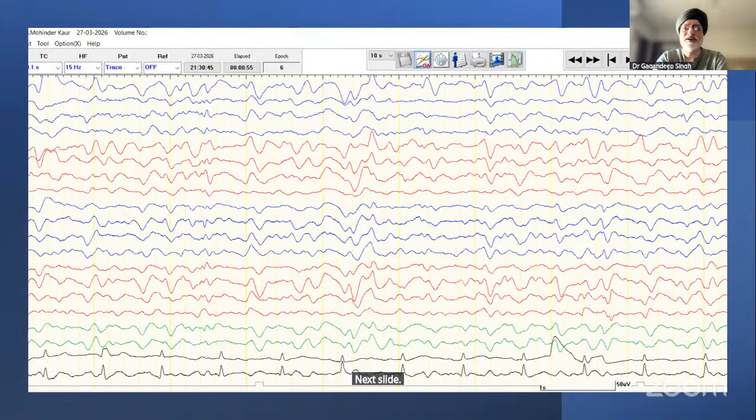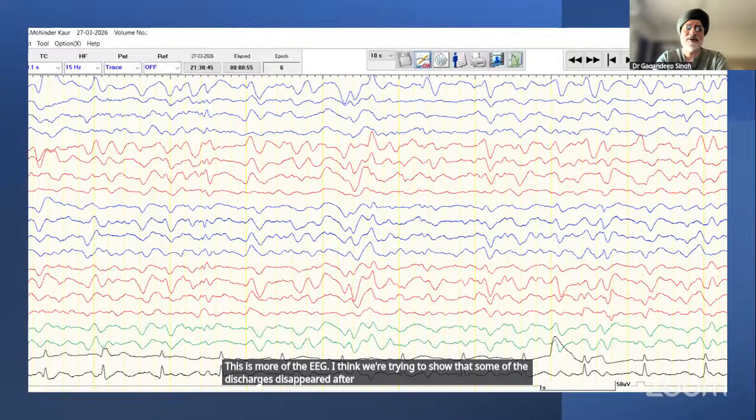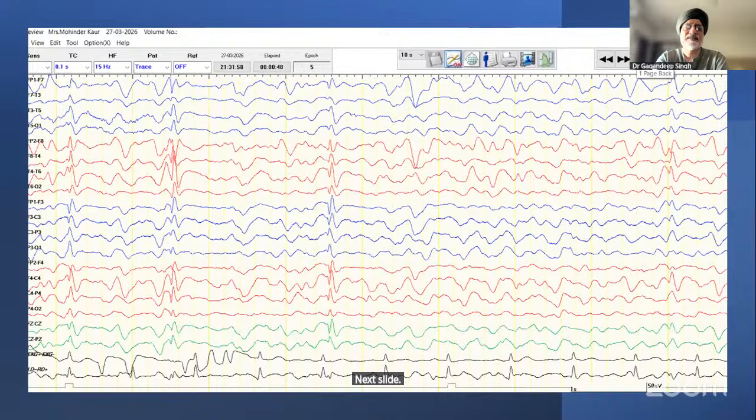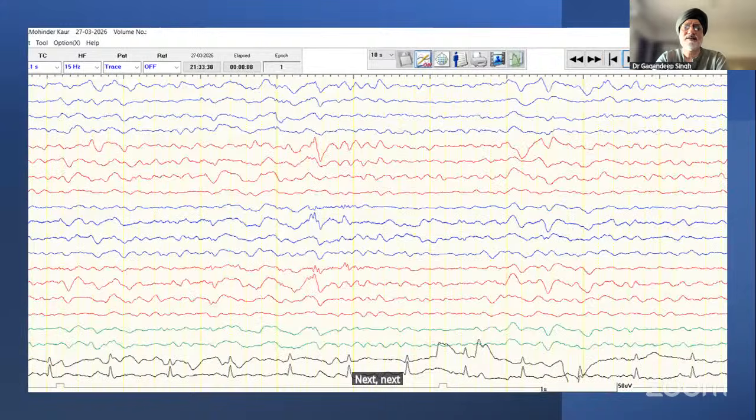This is more of the EEG. I think we're trying to show that some of the discharges disappeared after the benzodiazepine. Next slide. Some are still persisting. Next. Yeah, and this probably shows normalization after the benzo. Next.